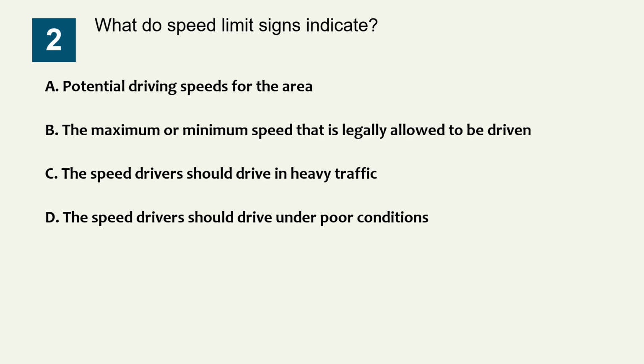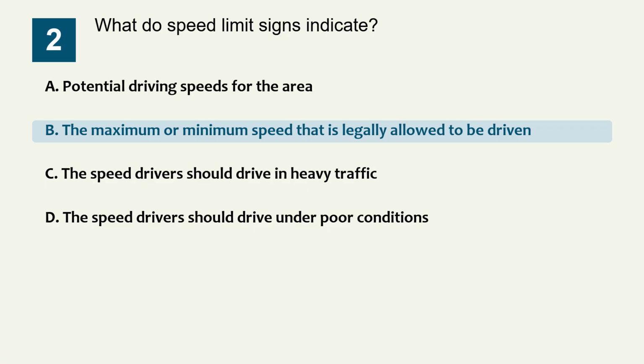Question 2. What do speed limit signs indicate? Option A. Potential driving speeds for the area. Option B. The maximum or minimum speed that is legally allowed to be driven. Option C. The speed drivers should drive in heavy traffic. Option D. The speed drivers should drive under poor conditions.